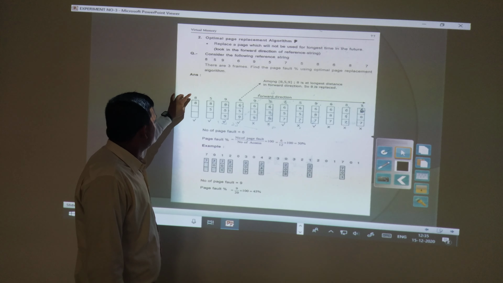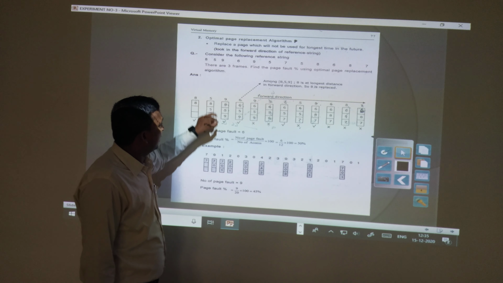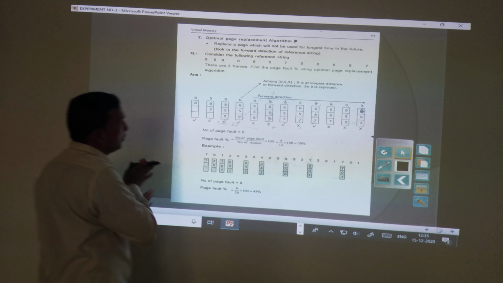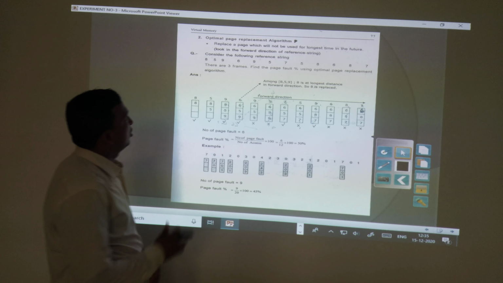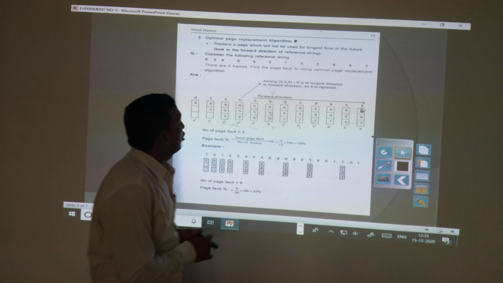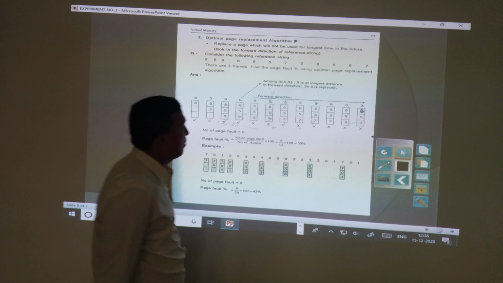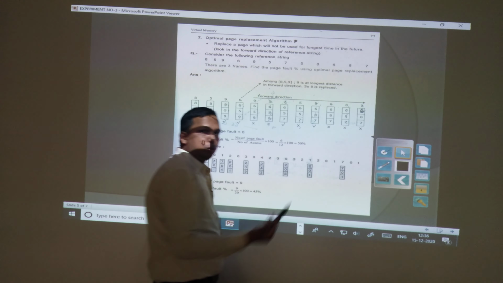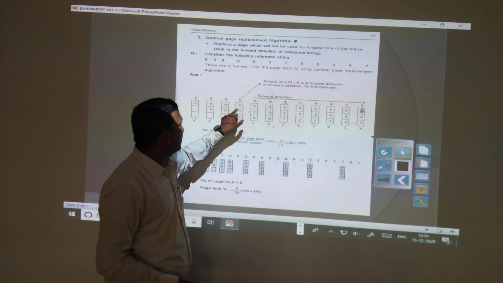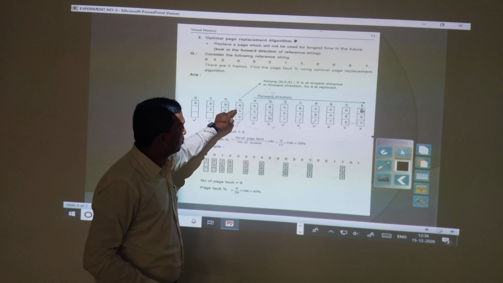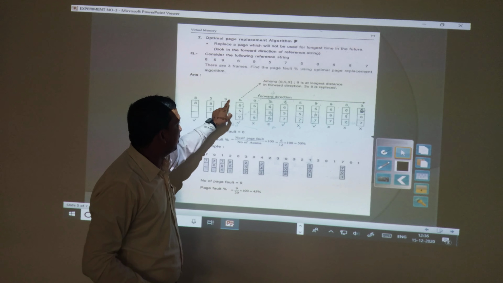So first enter 8, again 5, again 9, again the new element is 6. So in the forward direction we have to check which is not used for the longest period of time. 8 is not used for the longest period of time. So replace 8. The new frame is 6, 5 and 9.